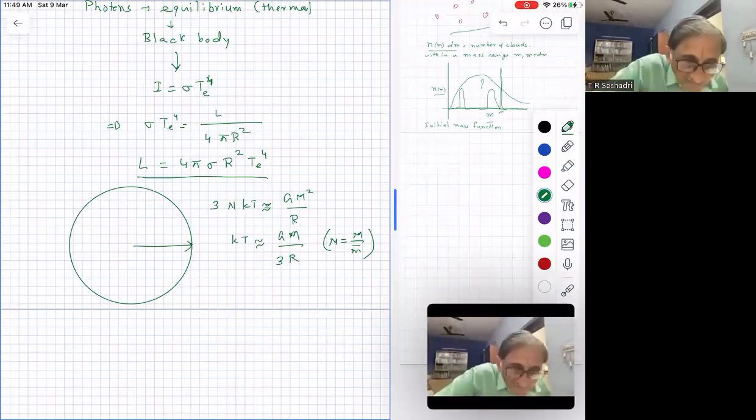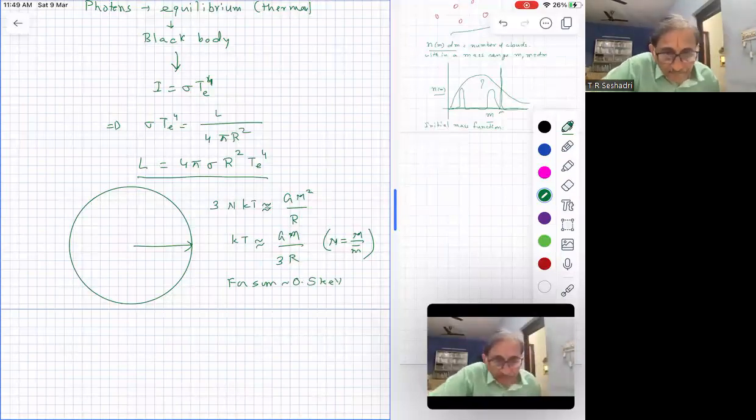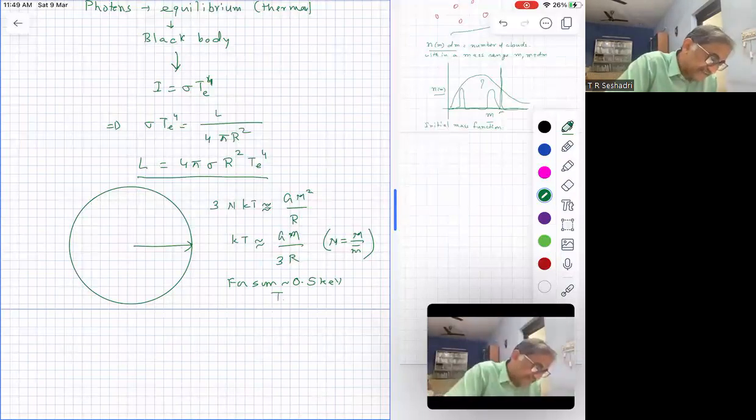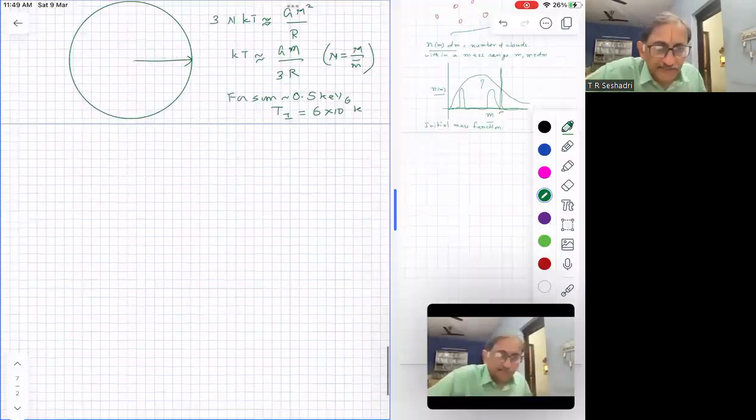Okay, fine. And this for the sun comes out to be 0.5 keV, which means that the intrinsic temperature of the sun is 6 times 10 to the power 6 Kelvin. Fine. Now, let us see the process by which the energy comes out of the star.